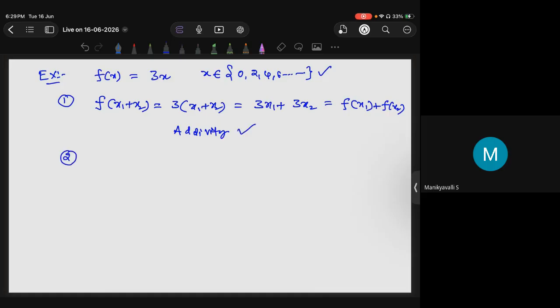Second, to check the homogeneity, f of alpha x. Now tell me, what should I do? Can anybody tell me how we proceed from here? Can I directly substitute alpha x into the function? Can I write it like this? 3 multiplied alpha x. Can I write it like this? Yes, ma'am. Again, I'm giving one more chance. Can I write it like this?